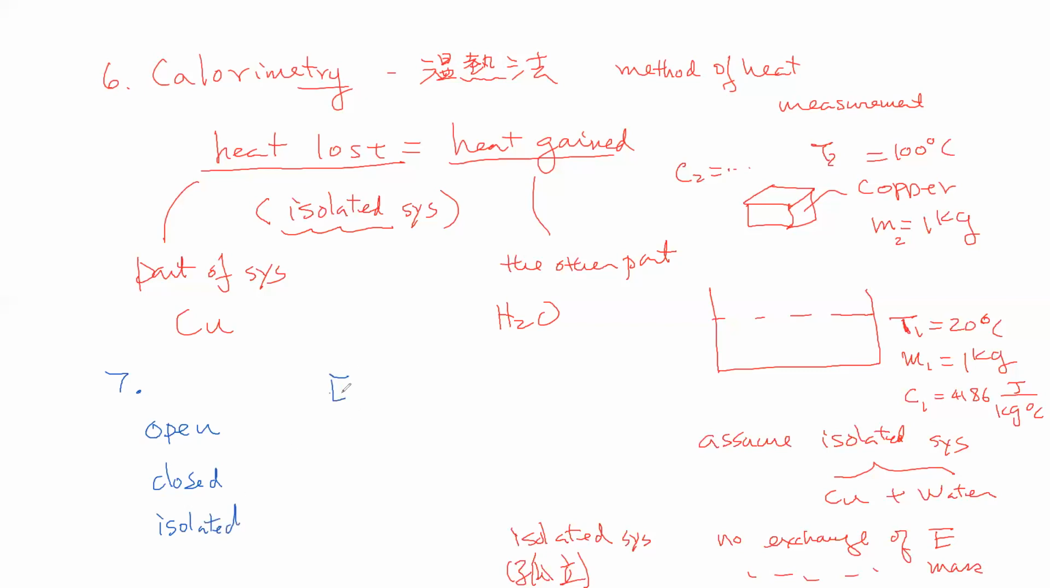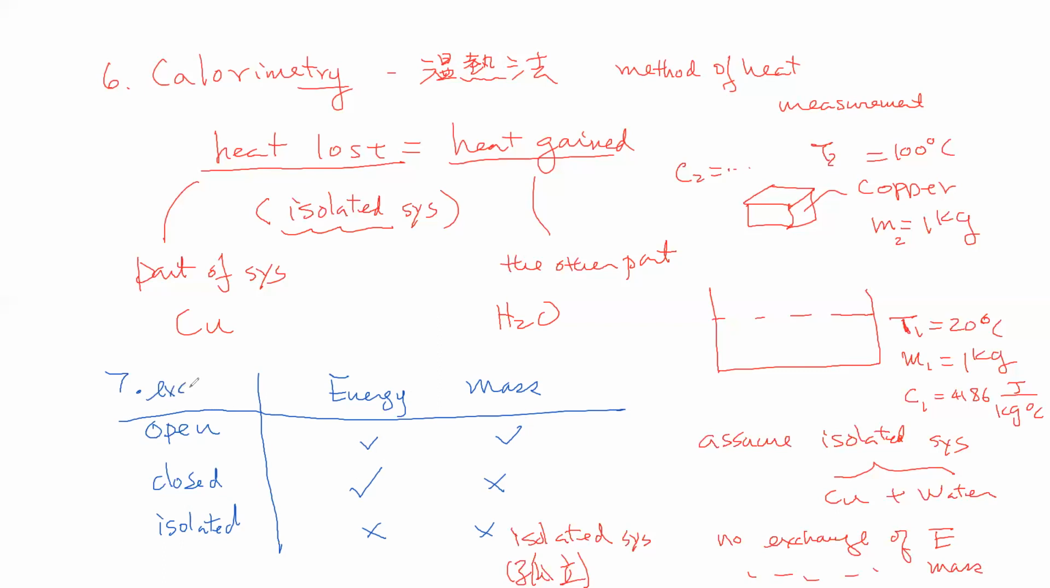So one is the energy, and one is the mass exchange. Okay. All right. So for an open system, yes, yes. For an isolated system, no, no. And for a closed system, yes and no. Okay. So this is talking about exchange, right? Exchange of energy and exchange of mass. And these are referring to the system. All right. So that's 7.